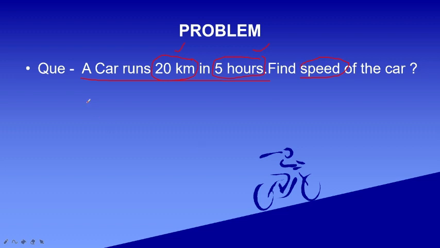So first we will write the formula of the speed. So what is the formula of the speed? The speed is equal to what? Distance covered and time taken, D by T. So here, in this part where D is written, we write 20 kilometers. Okay, 20 kilometers.